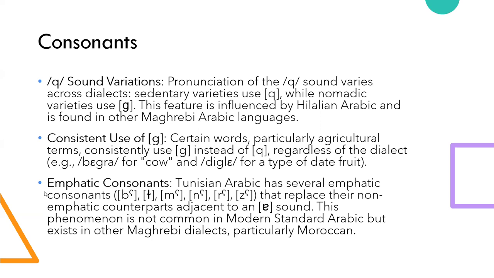We find out as well that there are some emphatic minimal pairs in Tunisian. Tunisian Arabic has several emphatic consonants like ba, la, ma, na, ra, that replace their non-emphatic counterparts when they are adjacent to an emphatic a sound, as opposed to a plain a sound. This phenomenon is not common in Modern Standard Arabic, but exists in other Maghrebi dialects, including Moroccan.